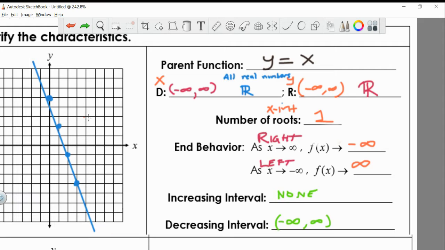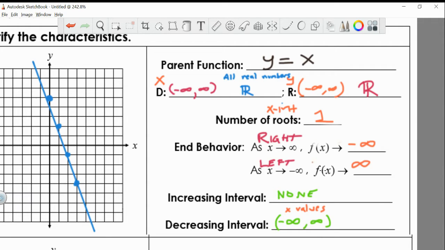What we're saying is we're decreasing here, and here, and here, and that is from negative infinity to positive infinity on the x values. So remember that these are x values, not y values.